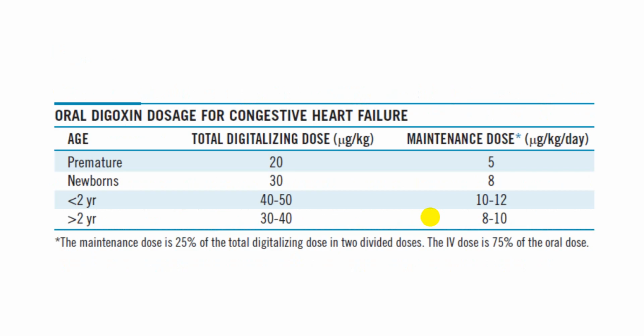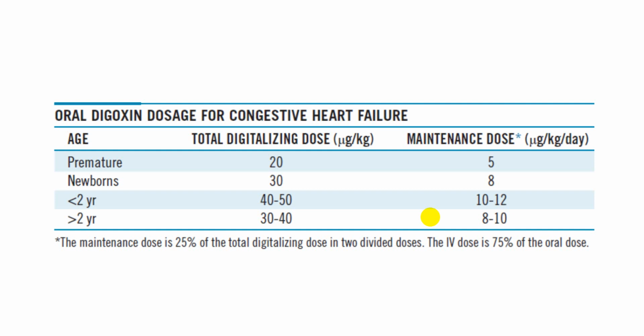The dose of digoxin differs according to the age group. In a premature, the total digitalizing dose is 20 mic, while the maintenance is 5. In a newborn, 30, while the maintenance is 8. Less than 2 years, 40 to 50, while the maintenance is 10 to 12. After 2 years, 30 to 40, and the maintenance is 8 to 10.